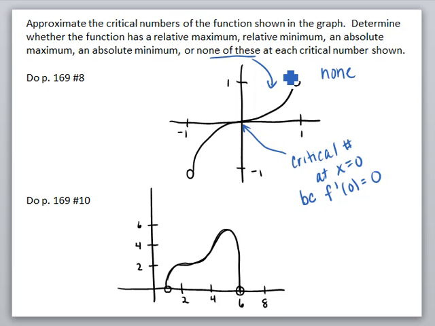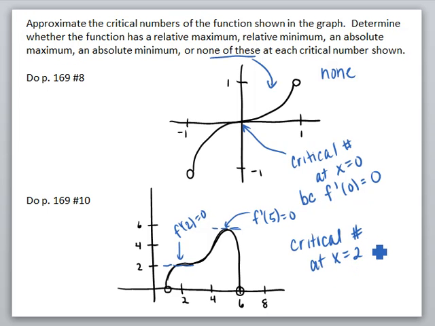The second one we're going to look at is another open interval. I'm supposed to approximate the critical numbers. Again, I have another open interval, so I won't be checking the endpoints, but it looks like there is a slope of 0 right here. So the derivative at 2 is equal to 0. That would be a critical number. And right here, the slope of the tangent line to the curve is 0, so the derivative at 5 is equal to 0. So there are critical numbers at x equals 2 and 5.